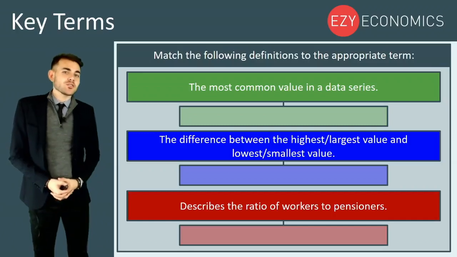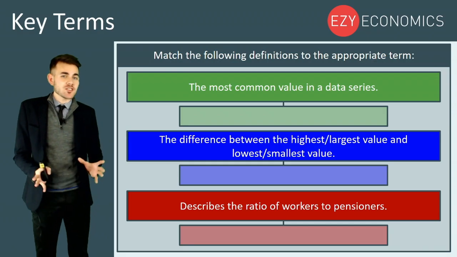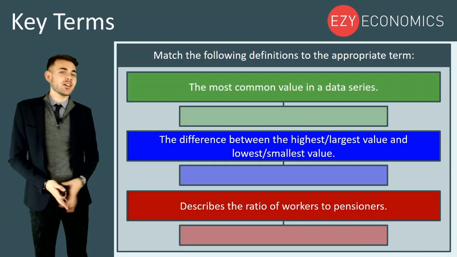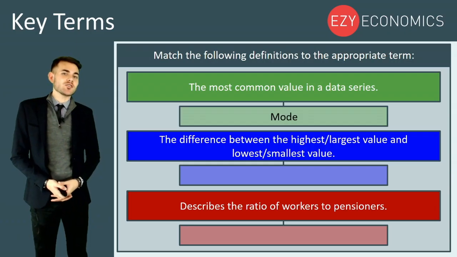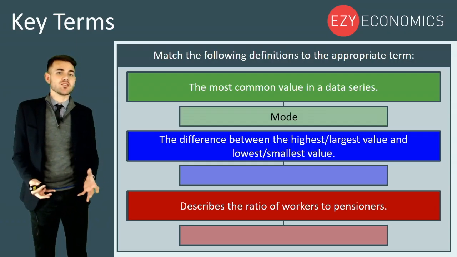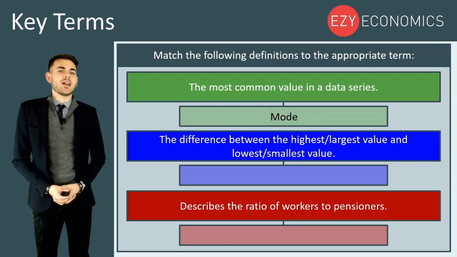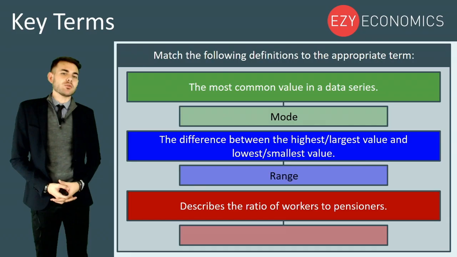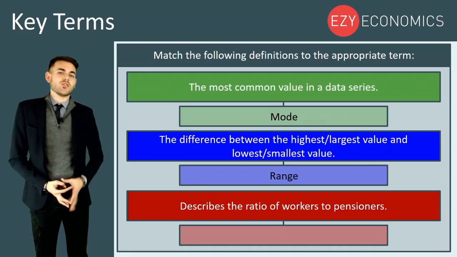Okay, so here we're being asked to match the following definitions to the appropriate terms, and there are 6 that we need to identify here. Starting off with the top one, the most common value in a data series. This describes the mode of the data series. Then we have the difference between the highest/largest value and the lowest/smallest value. Well, that's the range of the data set, and it takes a look at the spread of that data.